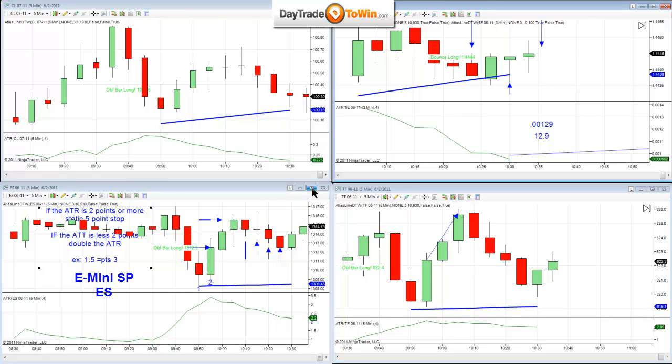On the currencies, it's 5 ticks. So if it's 5 ticks or less, I am not going to trade. Okay, I'm not going to trade if it's 5 ticks or less. All right, that's how I look at it, guys. 5 ticks or less on the currencies. On the E-mini, it's 1 point.